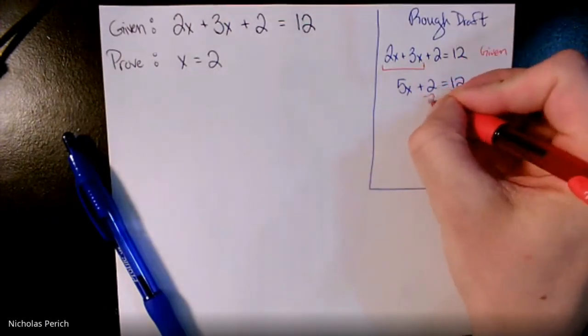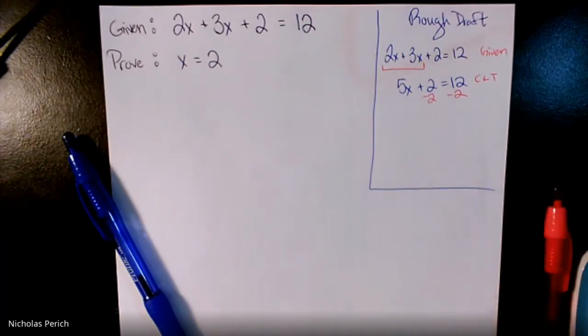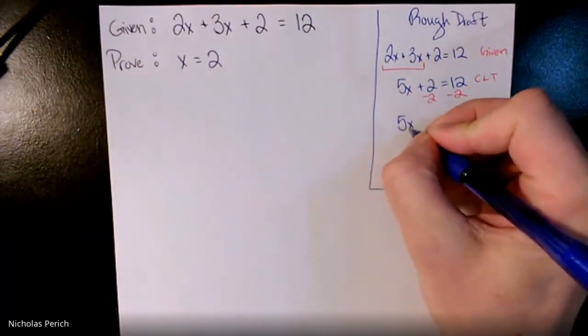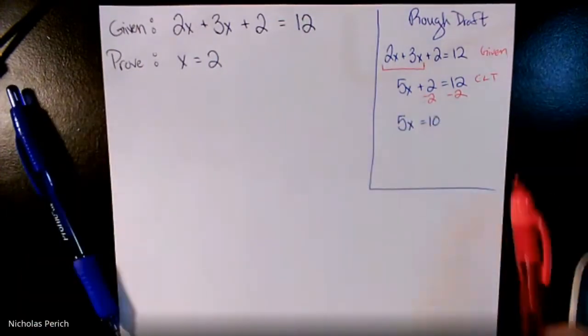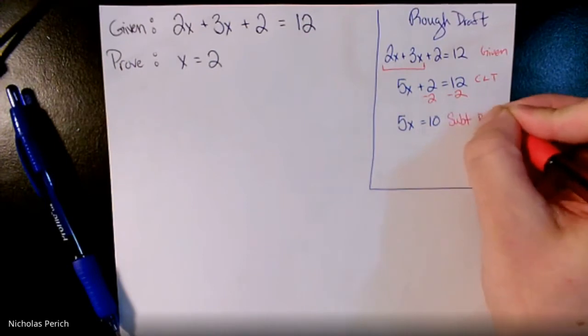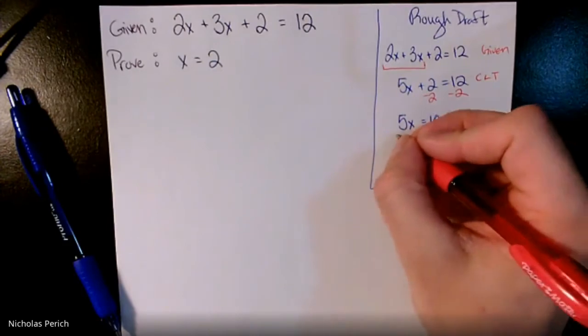The next thing that I would do is subtract 2 from both sides, which would land me with 5x equals 10. And what did I do? I did the subtraction property of equality, the subtraction po. And if you're wondering, why didn't you just say sub? Because I didn't want to confuse subtraction with substitution.